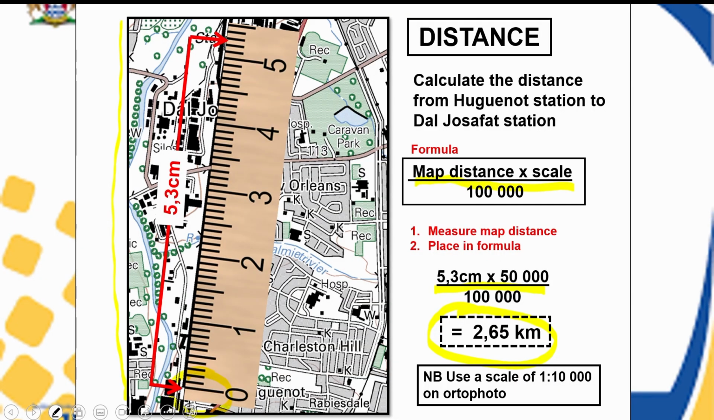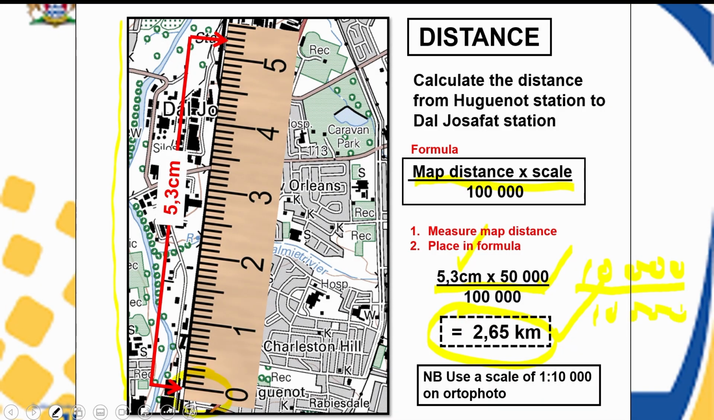So your answer, surely, will be 2.65 kilometers. So when you are marked at the marking center, you are given marks for the measurement, which is 1 mark, and then for the conversion, and lastly for the answer. So the marks for the distance are only 3 marks. You need to understand that.